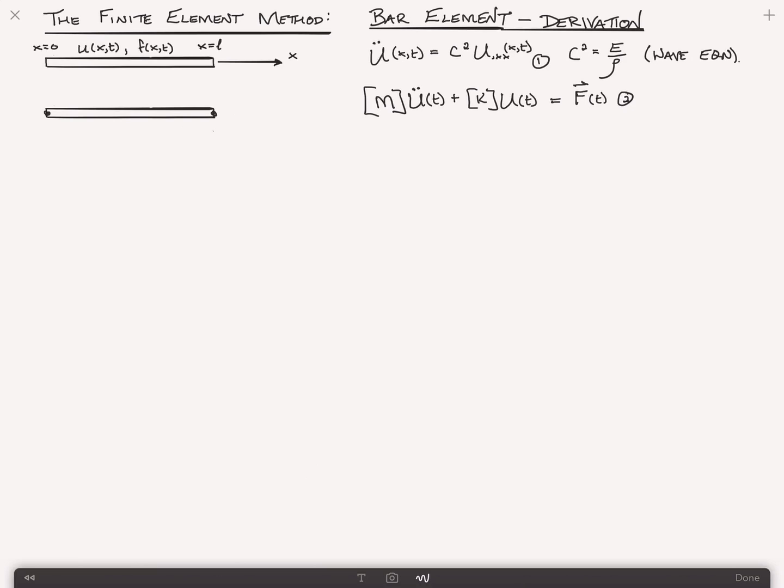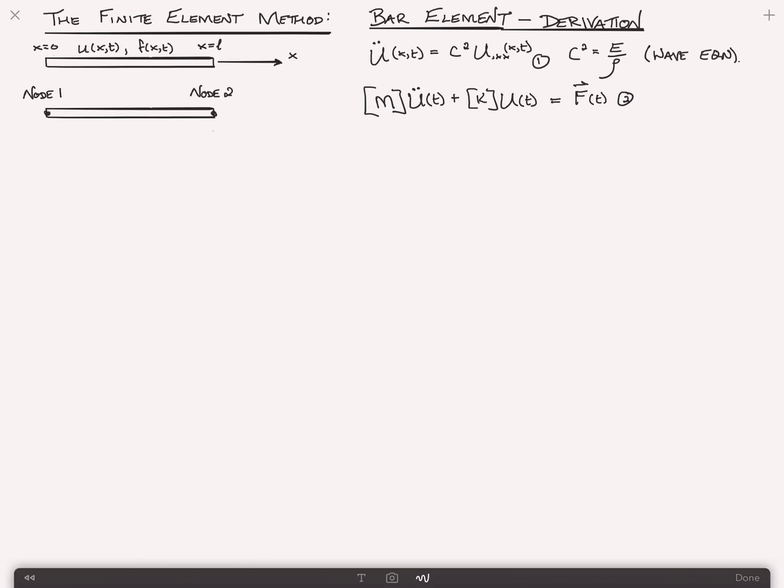But the idea is we'd like to convert this bar into an element which has two nodes, node 1 and 2, we'll call them. And instead of knowing the displacement all the way along the length from 0 to L, we're saying we would just like to know the displacements at node 1 and 2, and we're going to approximate the distribution along the length of the bar. Okay?